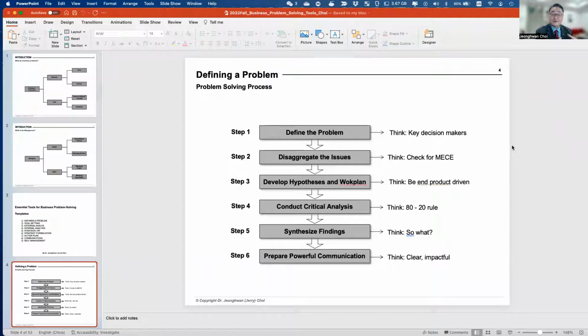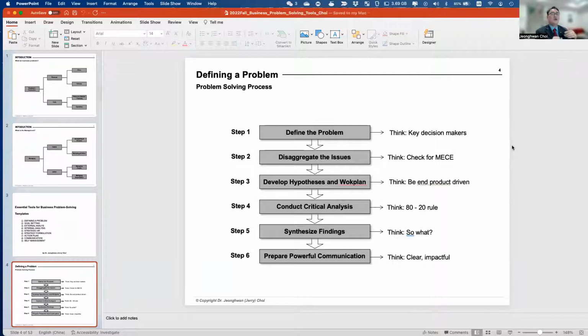We have a number of tools to define a certain business problem, so I will introduce that. The second step is disaggregating the issue. Disaggregating the issue means we define a big chunk of the problem, however, in order to solve this problem, we must be able to digest it and make it smaller, so that we can address it. We call that disaggregating. Make it smaller.